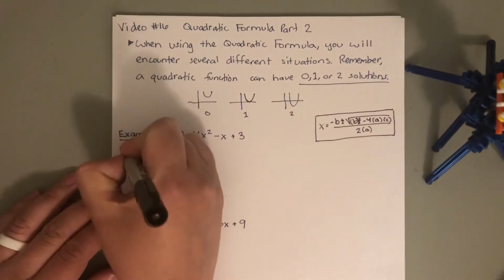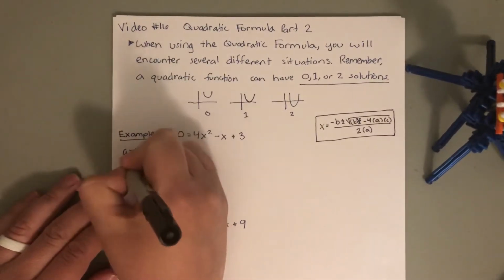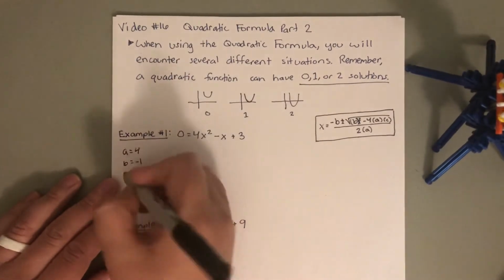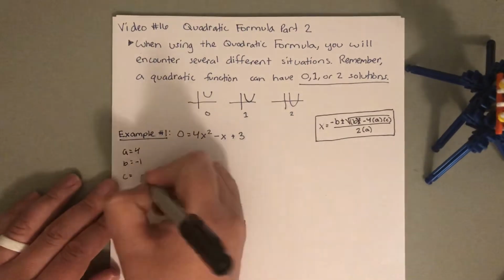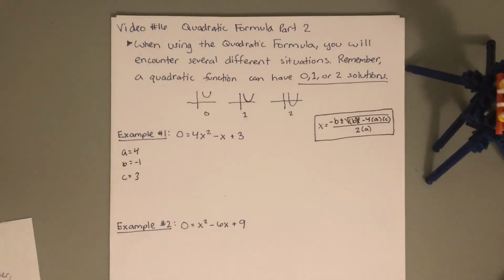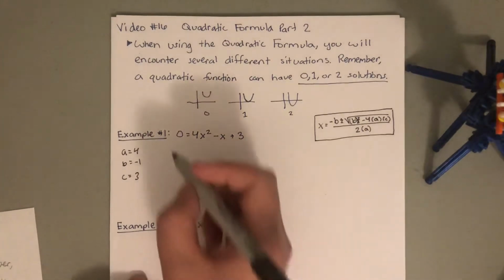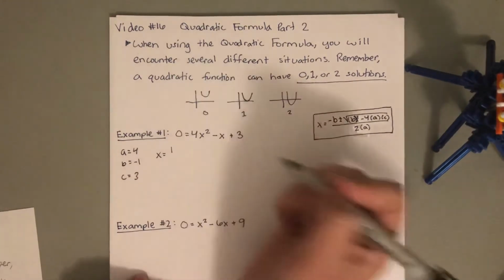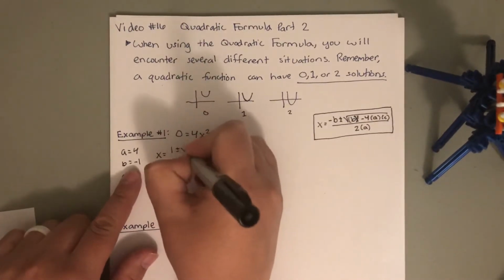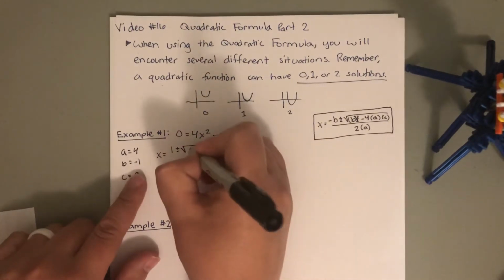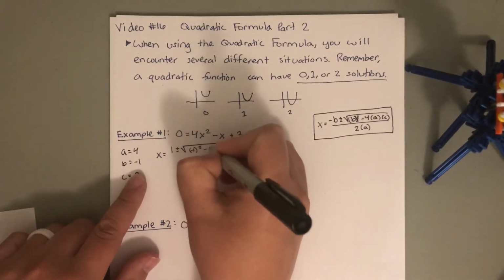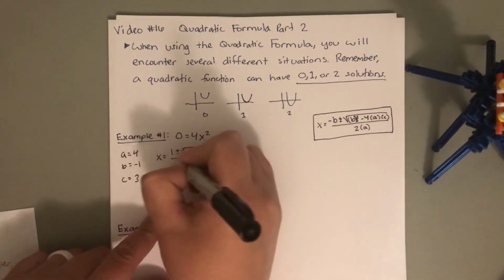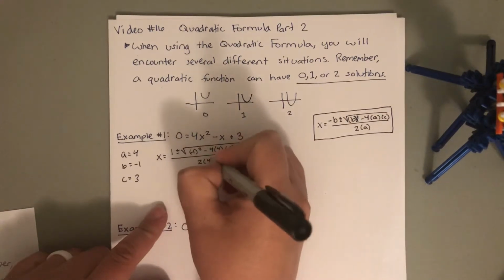In this first example, we know that A is 4, B is -1, because there's nothing there but the minus sign, so -1, and C is 3. Now we're going to plug all that into the quadratic formula, so we have x equals the opposite of b, which would be a positive 1, plus or minus the square root of b squared minus 4ac, all over 2a.